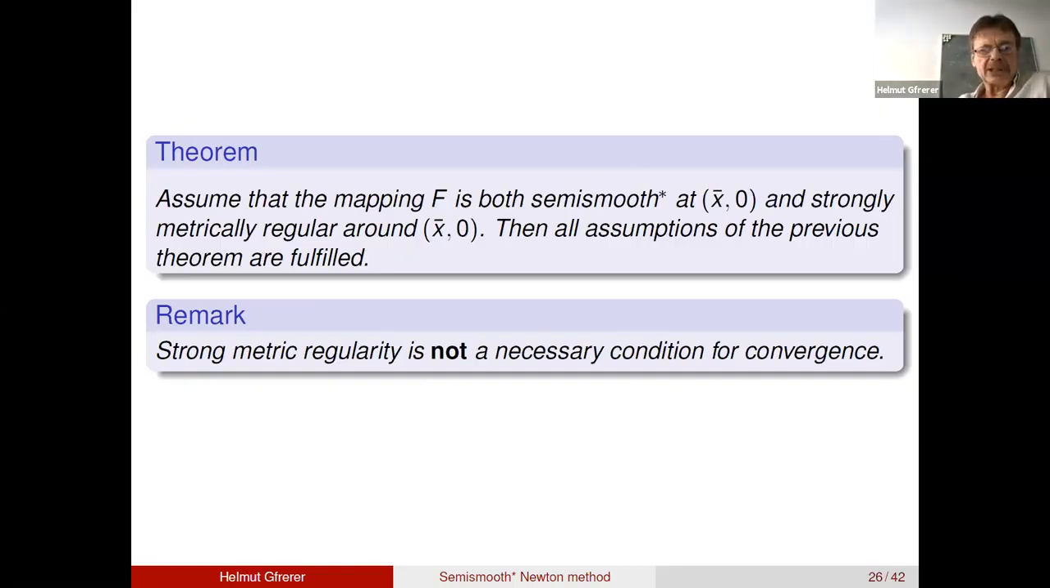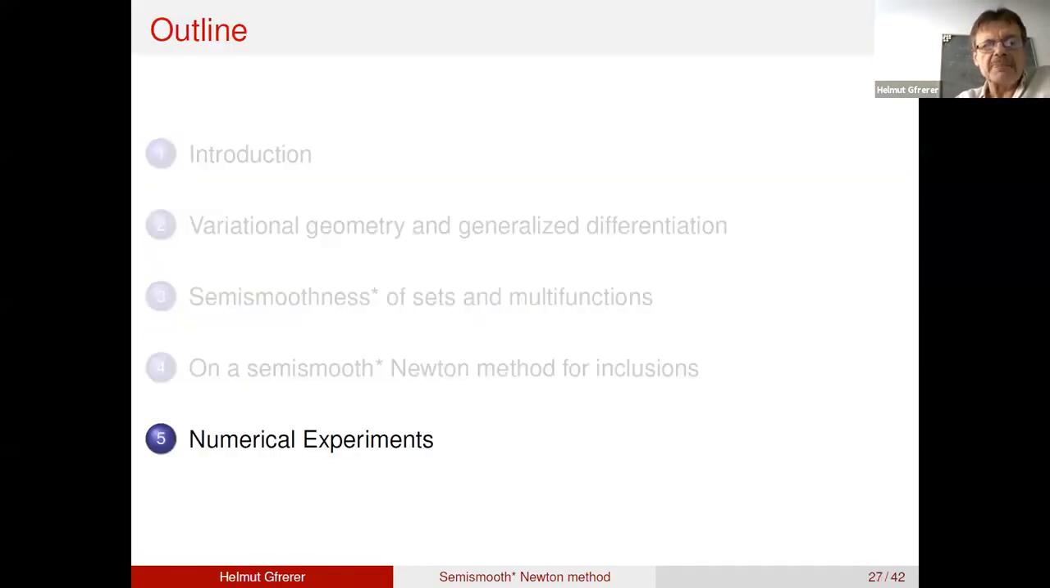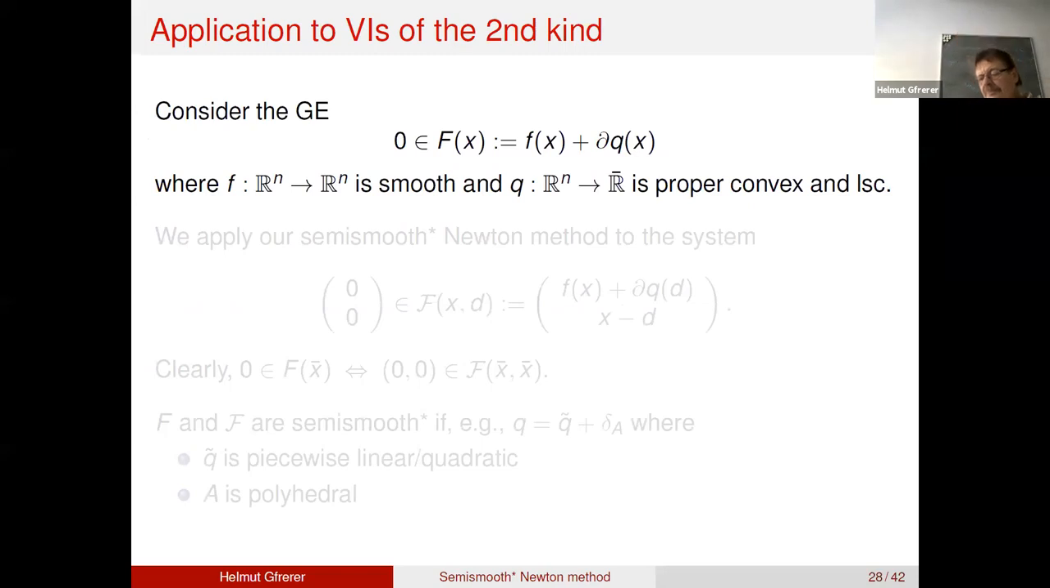Let us come to some numerical experiments, and let us also demonstrate how to implement the approximation step and the Newton step. Let us consider the following variational inequality of the second kind. We want to solve the inclusion: 0 should belong to F of x, which is given by the sum of a smooth mapping f plus the subdifferential of a proper convex and lower semicontinuous function q.